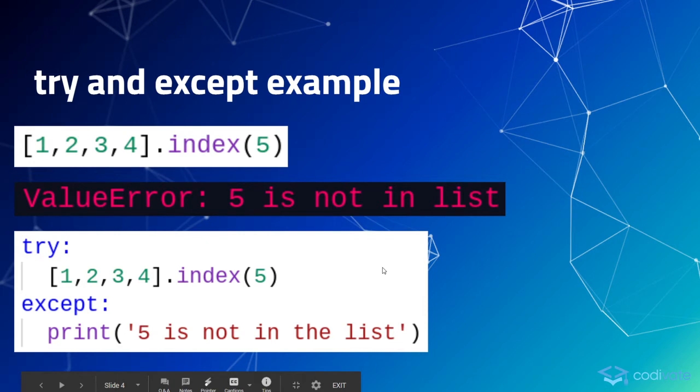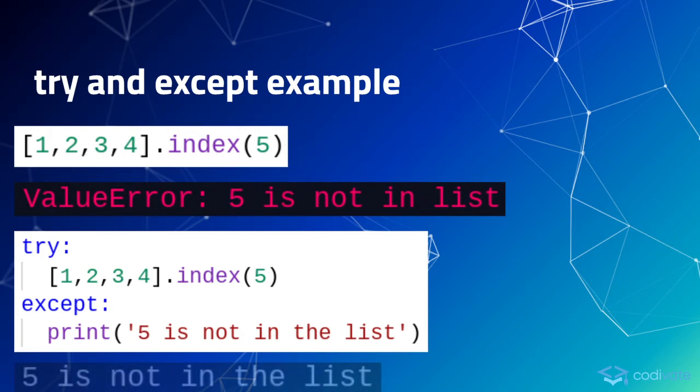So, in this case, we know that this would cause an error. So as soon as the Python compiler tries to run this code and it causes an error, it goes to the except statement and prints 5 is not in the list. And when we run the code, we can confirm that that is the output.